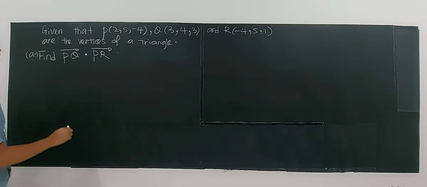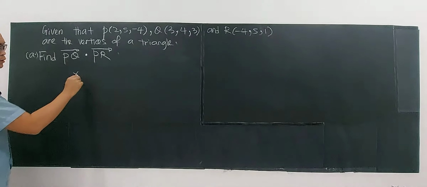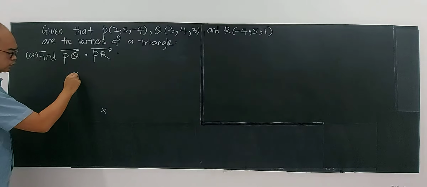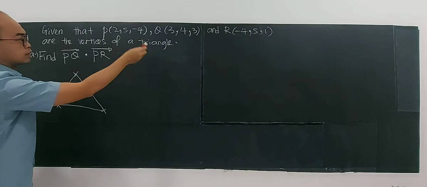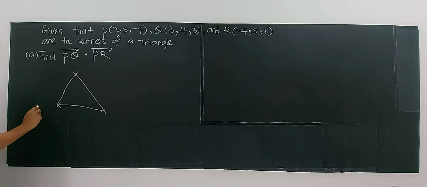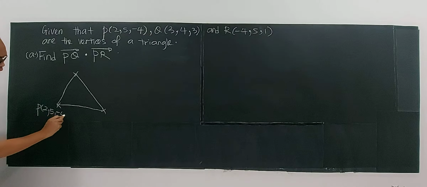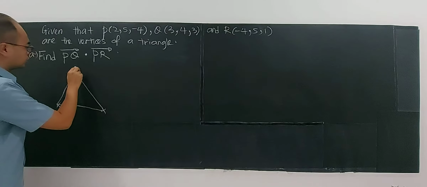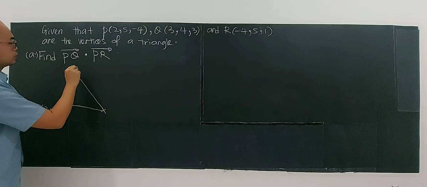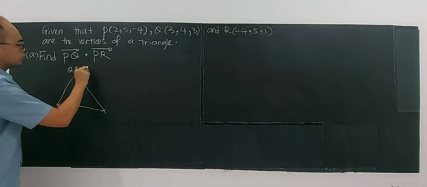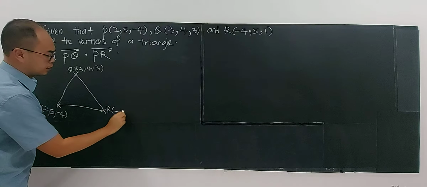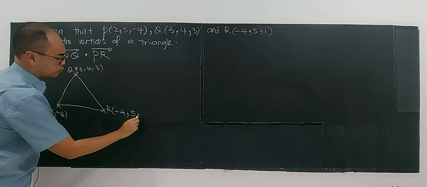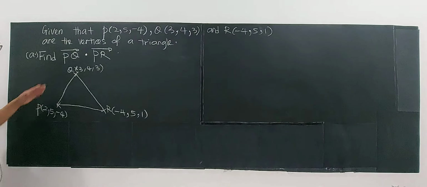If I draw a quick illustration, it forms a triangle. They say these are the vertices of a triangle, which means the 3 points are not collinear. P is 2, 5, -4, Q is 3, 4, 3, and R is -4, 5, 1. So it's forming a triangle.